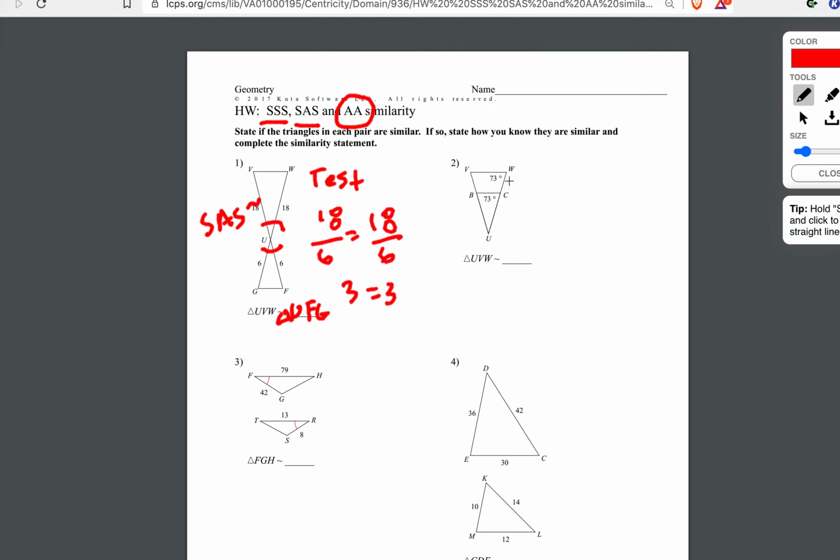Number 2, you see one angle and you might say, well, I don't have the other. So we have 2 things here. We can realize that these angles are corresponding.